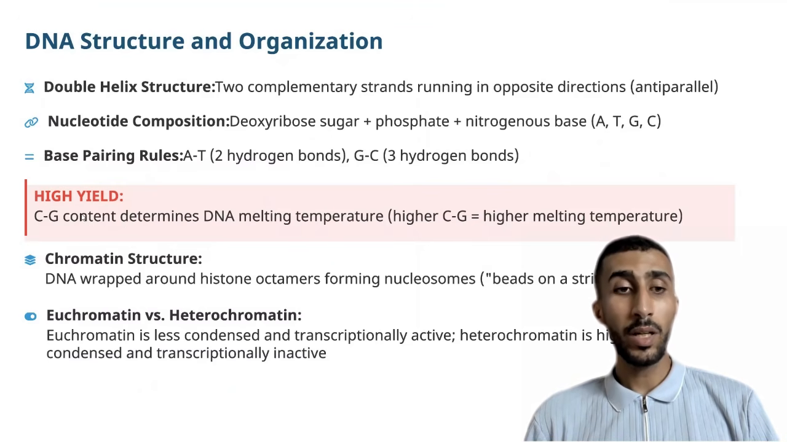So the CG content determines the DNA melting temperature, and the more CG bonds we have, the higher the melting temperature for our DNA. Next is chromatin structure.